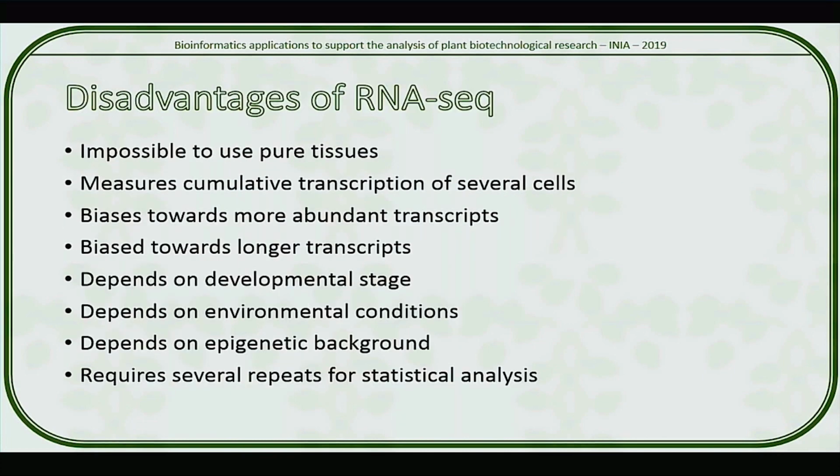There are biases towards more abundant transcripts. There are biases towards longer transcripts. They depend on the developmental stage and the organ that we're challenging against. It depends on environmental conditions. It depends on epigenetic background of each genome.